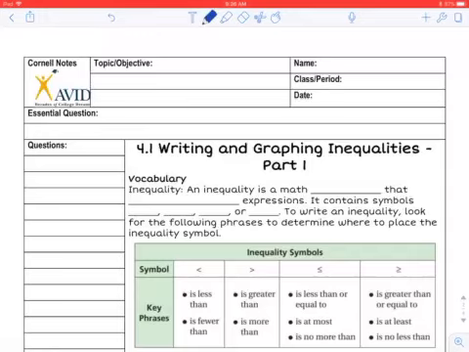All right, everybody. So today's lesson for January 11th, Thursday, is going to be on writing and graphing inequalities, but it's going to be broken up into three different parts. So this is part one of three. The topic/objective, like it says, you can just write here: inequalities.